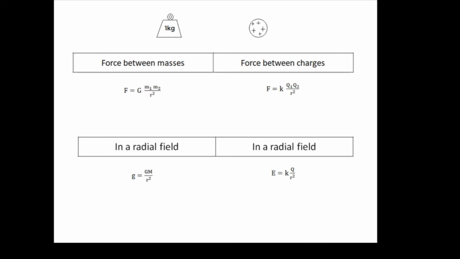In a radial field, such as outside the Earth, we have little g is GM over r squared. In a radial field, for example, outside a Van de Graaff generator dome, big E equals kq over r squared. It should be quite striking how similar the equations are to each other.